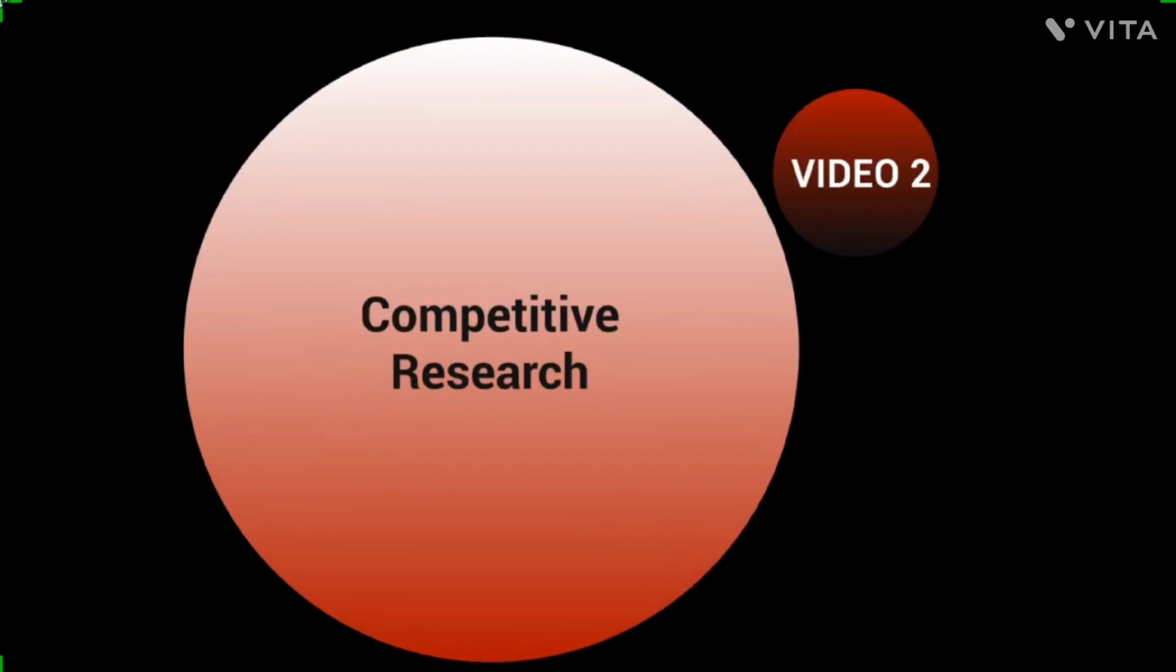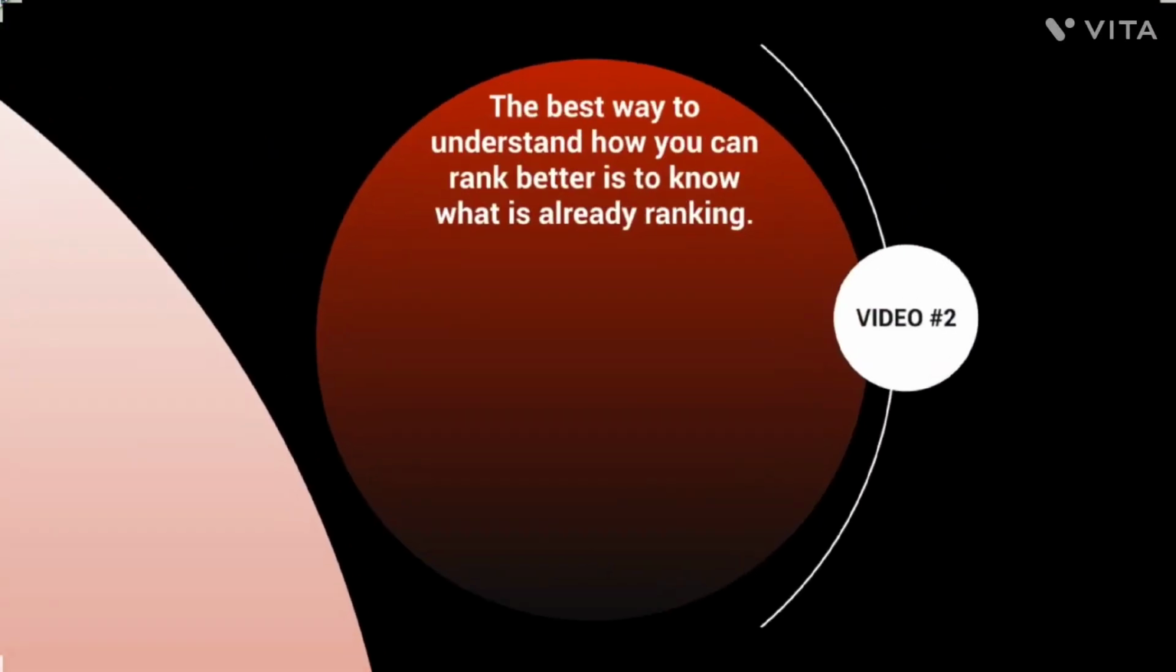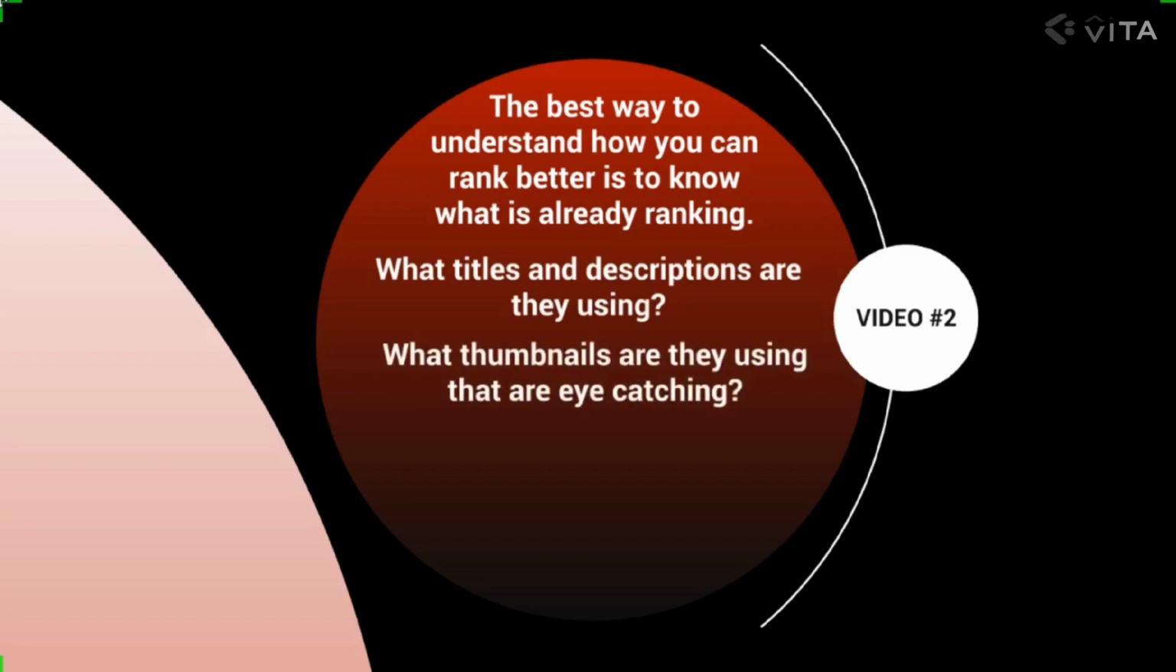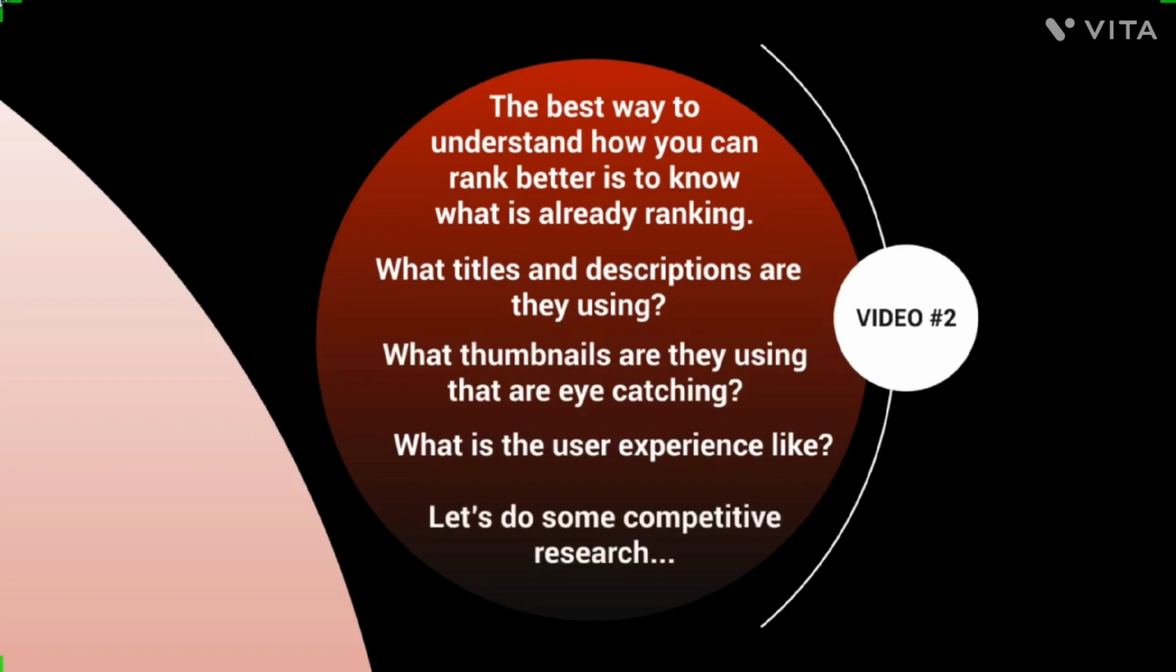So let's talk about competitive research. You see, the best way to understand how you can rank better is to know what is already ranking in your niche or your market. So what we want to do here is analyze the videos that are on top. I want you to specifically look at what titles and descriptions they are using, what eye-catching thumbnails they are using, and what the user experience is like when you click through those videos. So let's go ahead and do some competitive research.